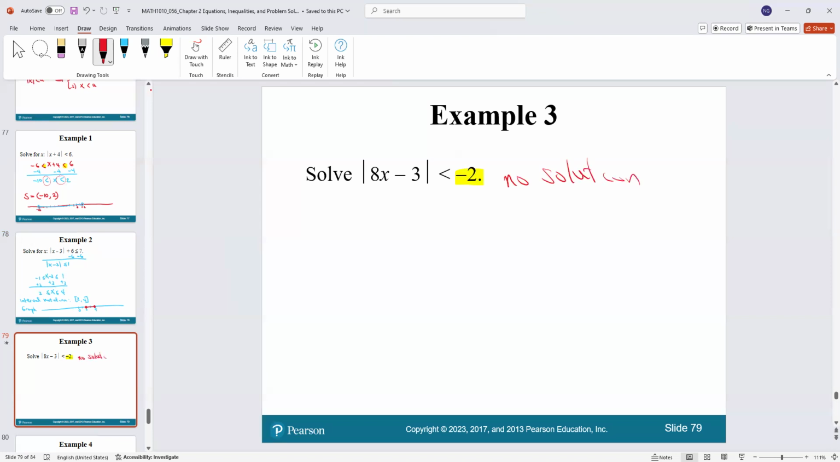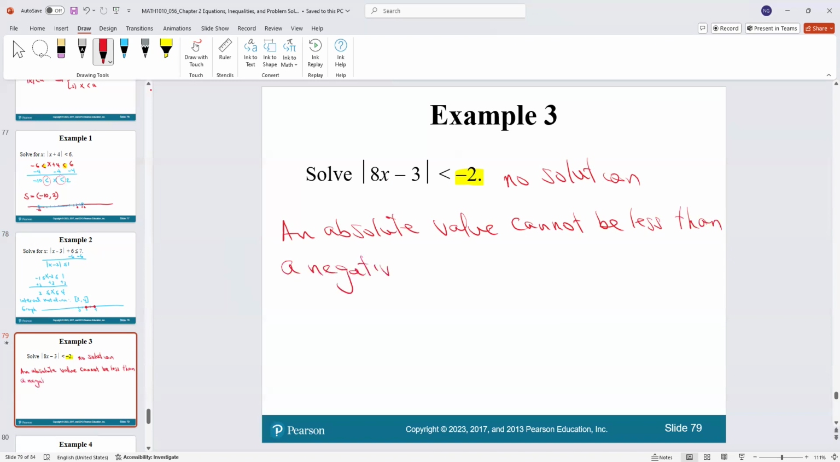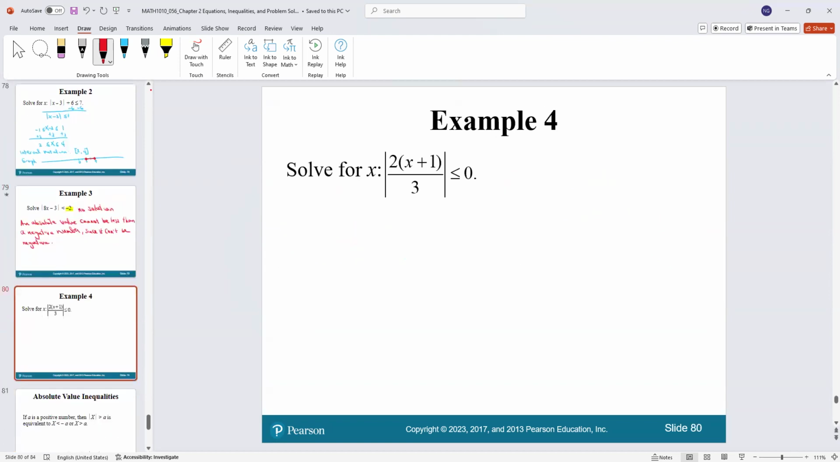Okay, so if they ask you why, you just say an absolute value cannot be less than a negative number, since it cannot be negative. If you try another one, we're gonna try another one. Let's try this one. I like this one a lot.